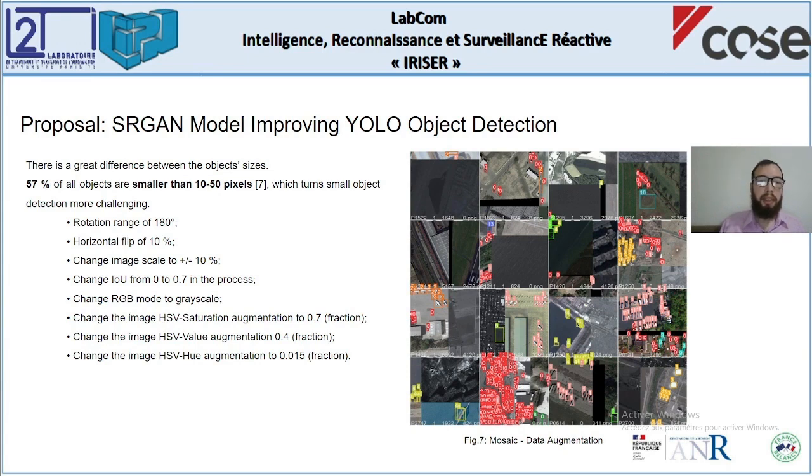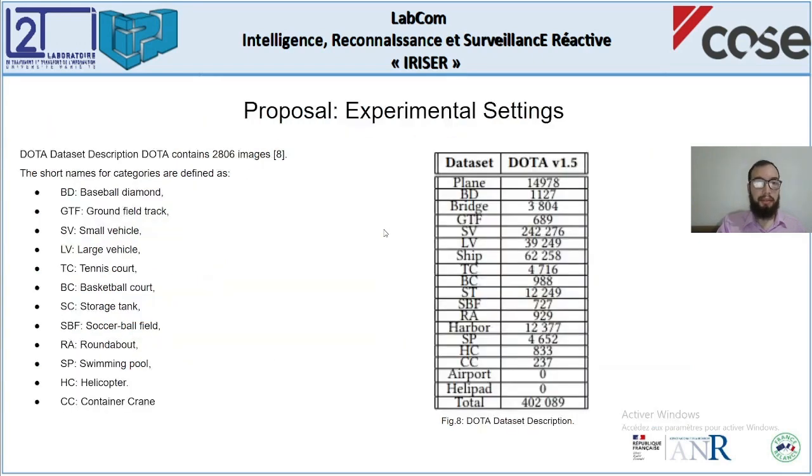It was a great challenge for us in our work, because almost 60% of the objects were small, with a size between 10 and 50 pixels, which made it necessary to apply some transformations and employ the data augmentation method. Some transformations were the rotation, the horizontal flip, the change in the scale value, and all the other ones.